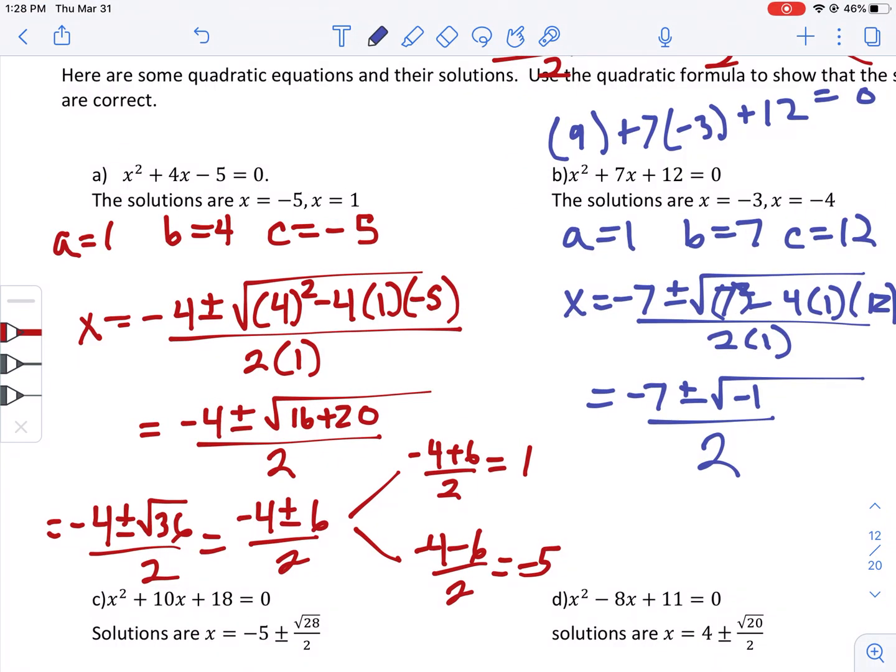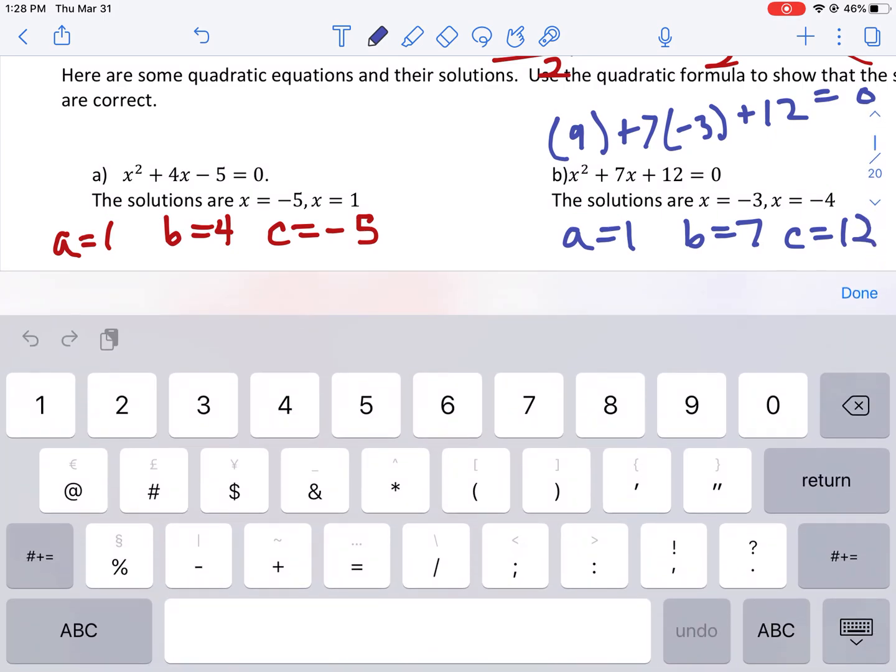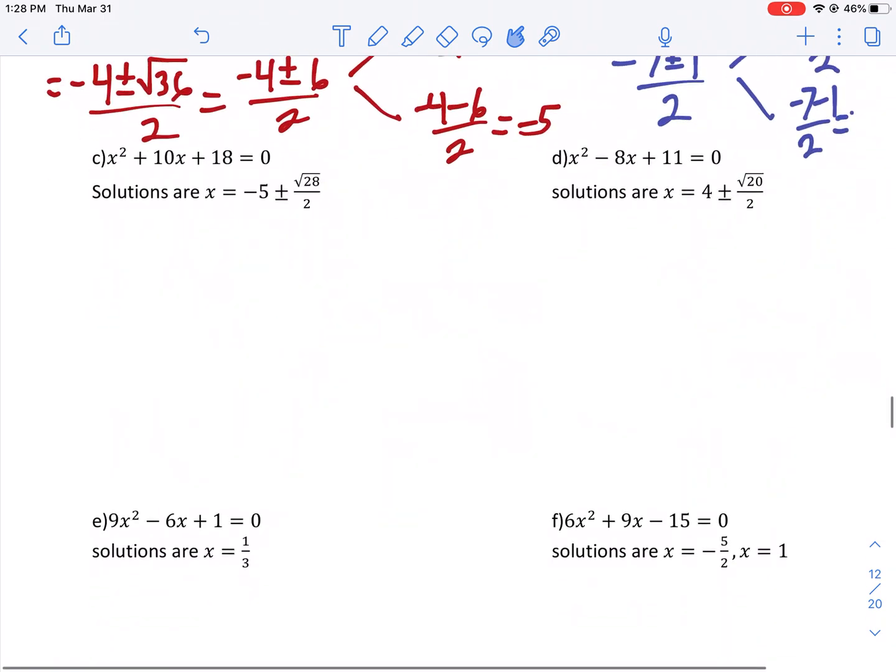Oh, 49 minus 48 is positive 1. Oh my gosh, I just wasn't thinking. So this is negative 7 plus or minus 1 over 2. Negative 7 plus 1 over 2 is negative 3. Negative 7 minus 1 over 2 is negative 4. So we do get those answers. Sorry guys, I was all messed up there.